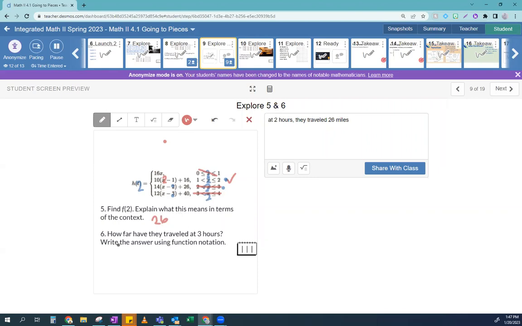So let's continue. How far have they traveled at 3 hours? So let me clear all this. Okay. How far have they traveled at 3 hours? So your brain should be like, oh, shoot, which one am I going to use? First one, second one, third one, or fourth one? What do you guys think? First, second, third, or fourth?